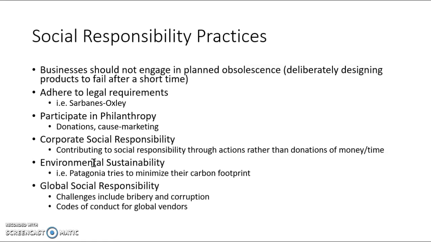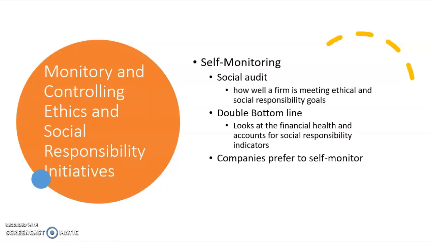And then global social responsibility. So being socially responsible when doing business worldwide. This can look really different because the ethical standards and the social norms in every country are different. And so this can be challenging because of bribery and corruption, depending on the country you're in, where there are countries where it is very acceptable for bribery to occur. But one way to overcome this is to have a code of conduct for global vendors that aligns with your company's code of conduct. And it's also important to monitor and control ethics and social responsibility initiatives.